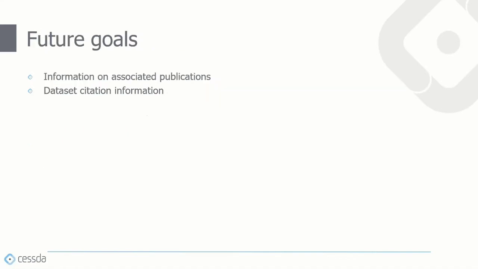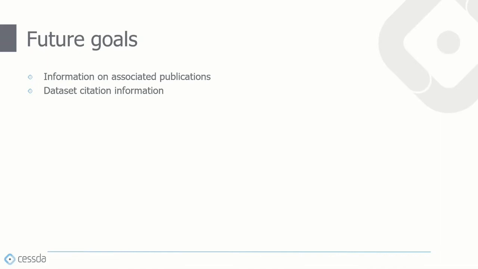And then a few words about the future plans. We hope to be able to add the information on associated publications as soon as possible. So this means the publications where the data has been used, because this is also very useful for researchers. And of course, dataset citation information. So if the metadata has it, we hope that we can start showing it.